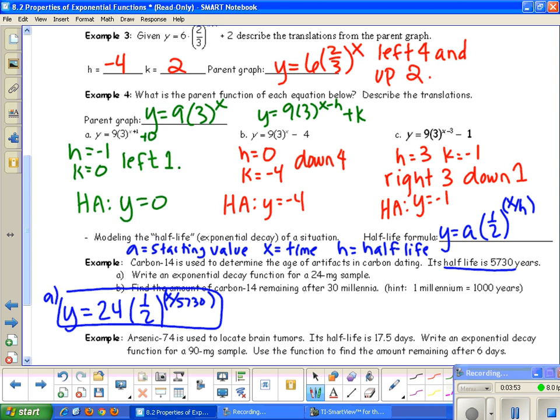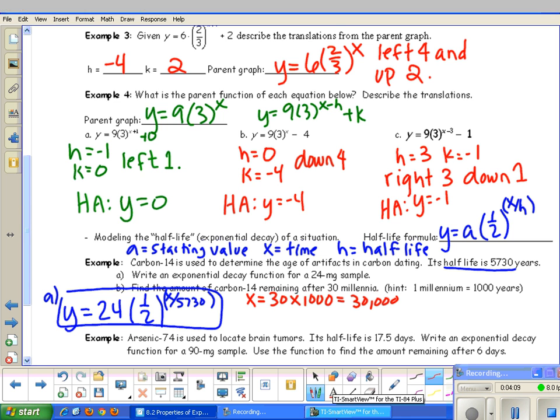Then for B, we want to figure out the amount of carbon-14 after 30 millennia. So first I want to figure out how many years that is. So 30 times 1,000. If I do that, I get 30,000. So that's what I'm plugging into x in my equation.